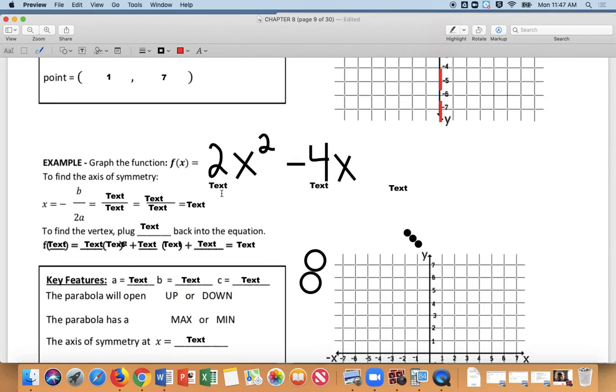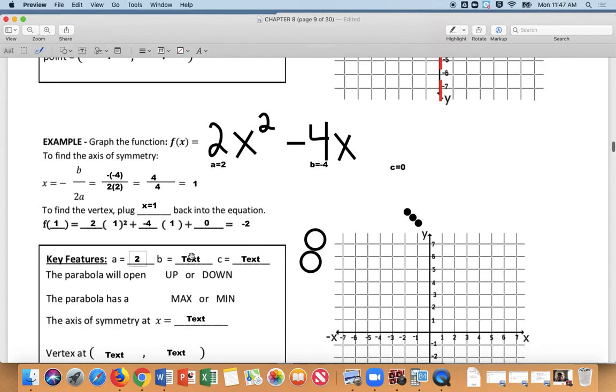All right, last one here. I added this one because there was no C value. So A was 2, B was negative 4, and C was 0. So now we have negative negative 4, and then A is 2, so we have 2 times 2. So we have 4 over 4, and we have 1. So we're going to take that and plug it in. So we have 2 times 1 squared plus negative 4 times 1. So that's going to be negative 2 plus 0, which is negative 2.